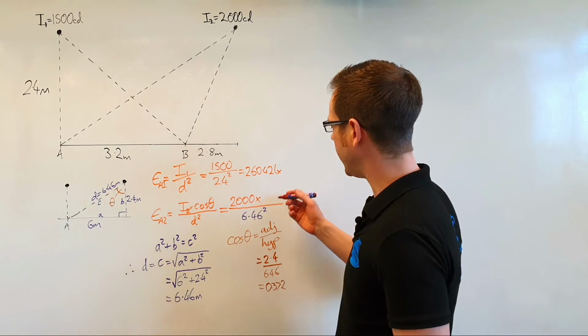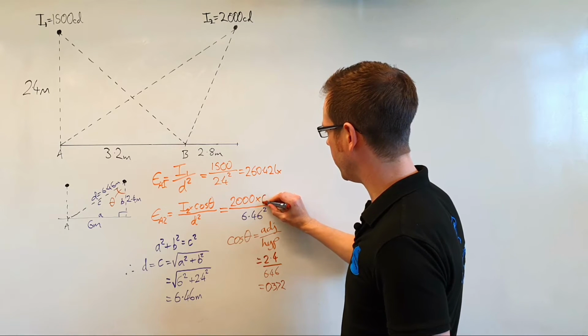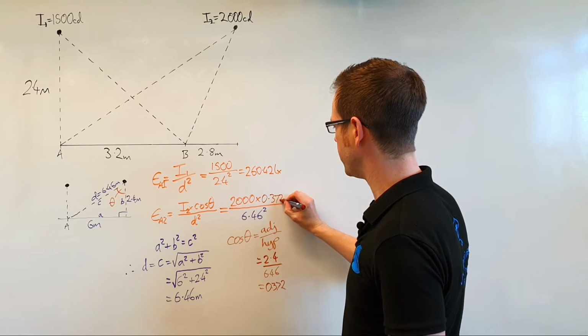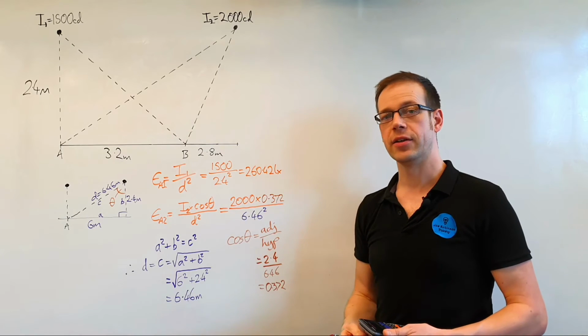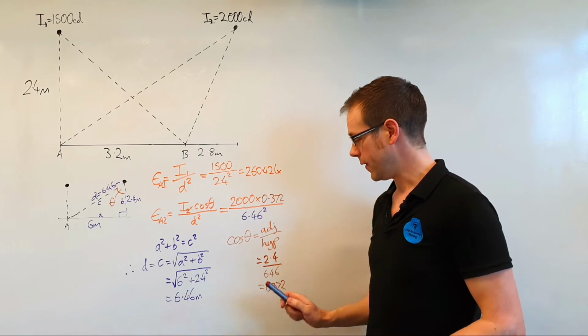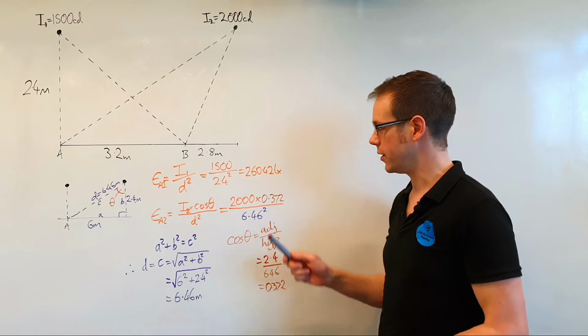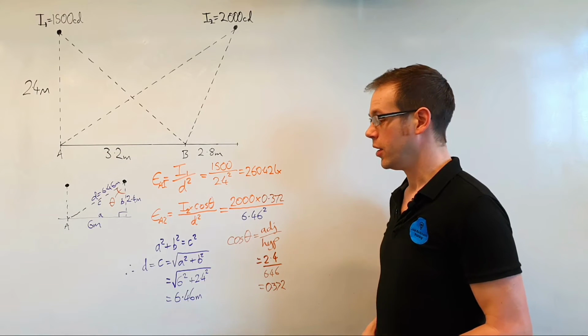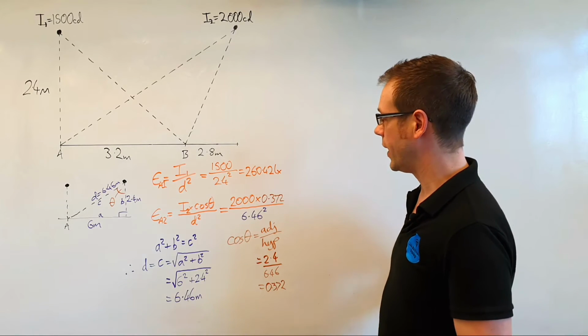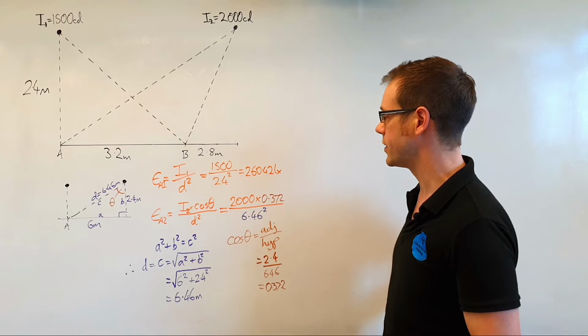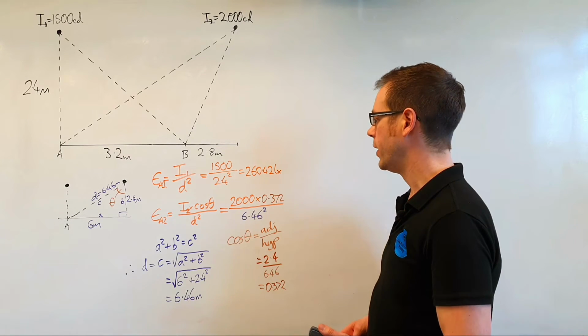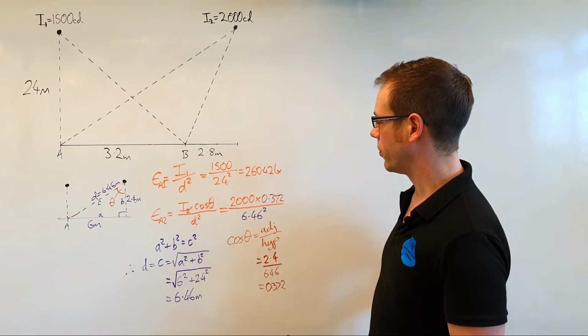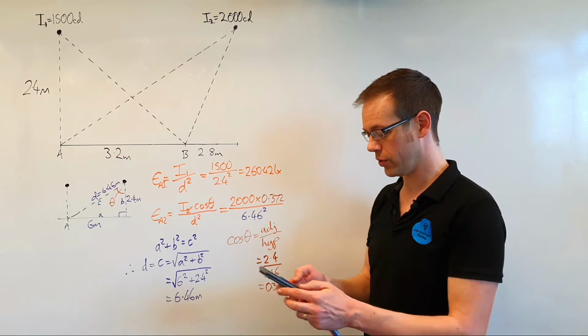So what we're going to look at here is just putting 0.372 in there just as the cosine of theta. We've already found it. That is not theta, it is the cosine of theta. So we just volley it into there. So that now enables us to move on and complete our calculation. So we can see that we're going to end up with 2000 times by 0.372 divided by 6.46 squared.